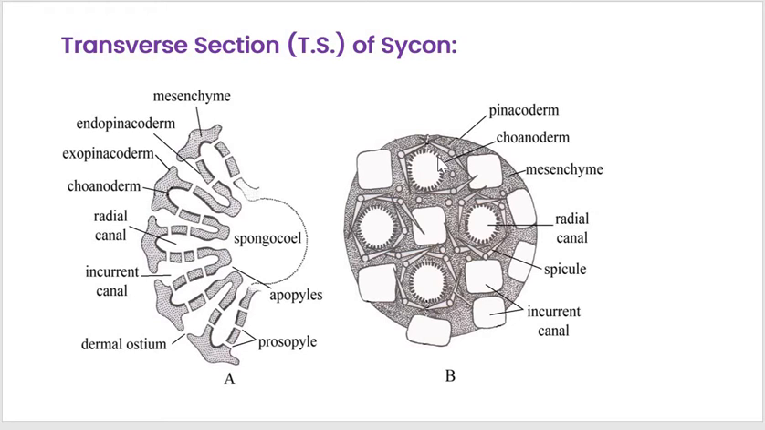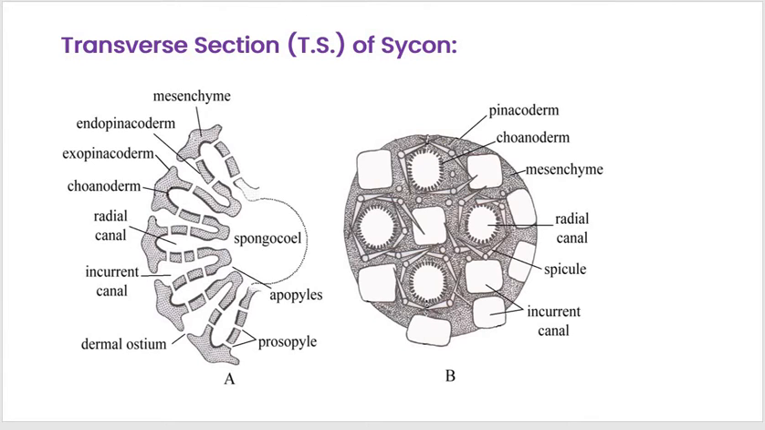Here there are a variety of amoebocytes found in the mesenchyme such as archaeocyte, collencyte, chromocyte, thesocyte, myocyte, scleroblast, gland cells, and germ cells in the form of sperm and ova. Now here, such a mesenchyme layer shows embedded inside it the monaxon and triaxon types of spicules.